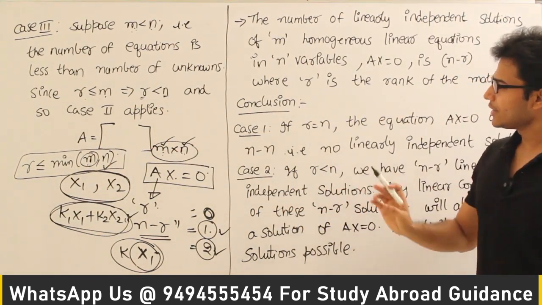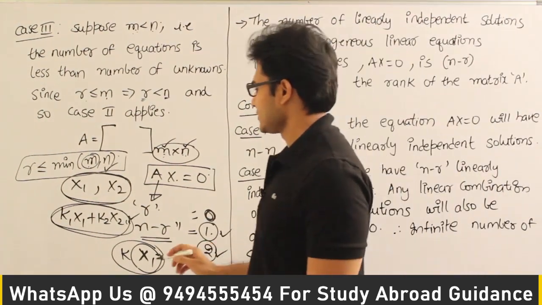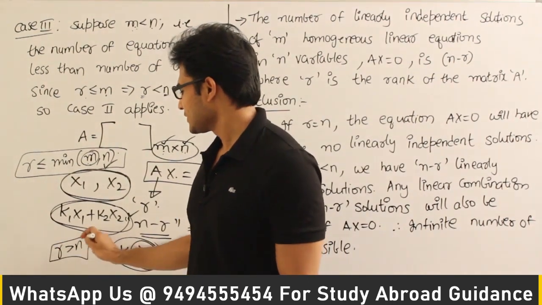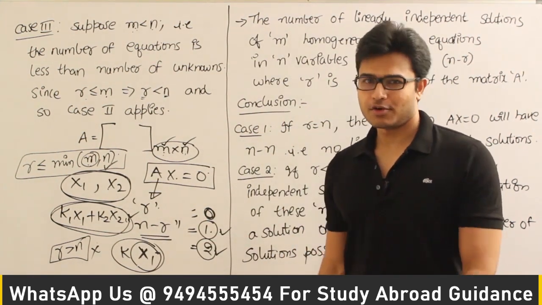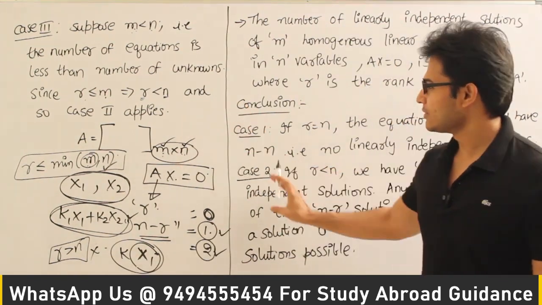We have covered all the cases except one case. That case is R is greater than n. So this case doesn't arise. So why doesn't this case arise? Please work on the logic of why this one doesn't arise. So these three cases are enough.